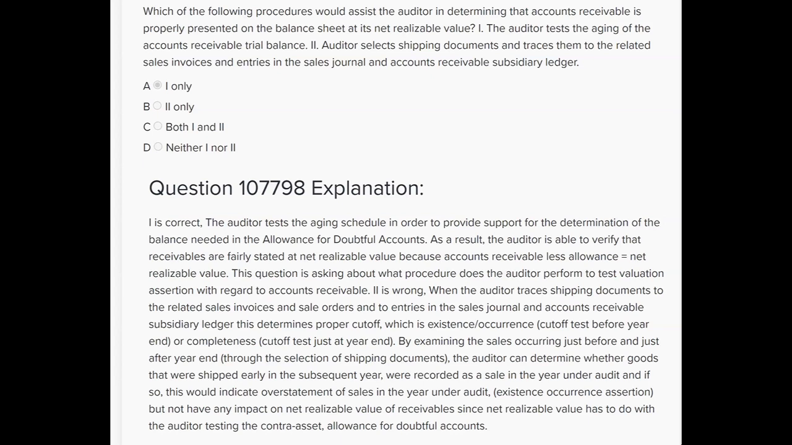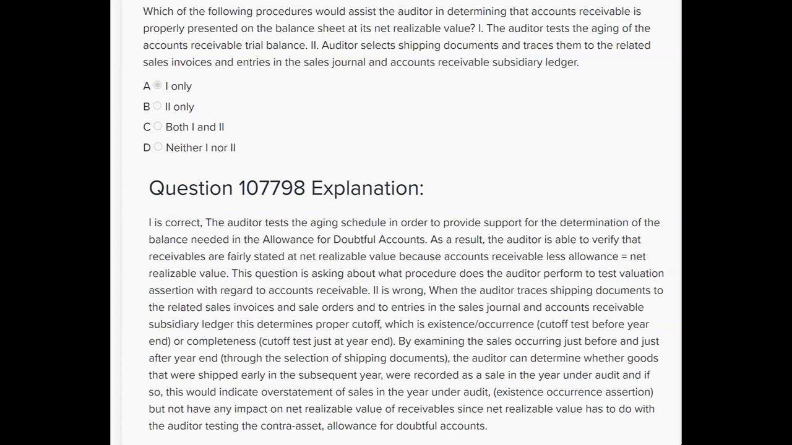So #1 says the auditor tests the aging of accounts receivable trial balance. Sure, because the aging schedule, the ending balance of the aging schedule, becomes the allowance for doubtful accounts balance. So remember, anytime the auditor is looking for valuation assertion, the auditor will test the contra asset. So 1's good. How about 2?